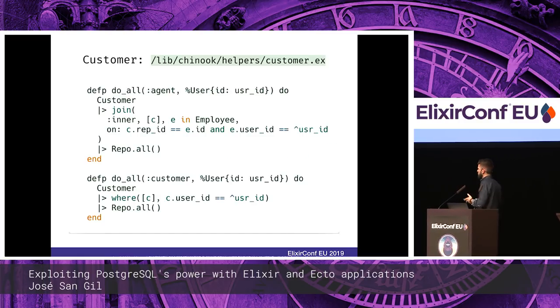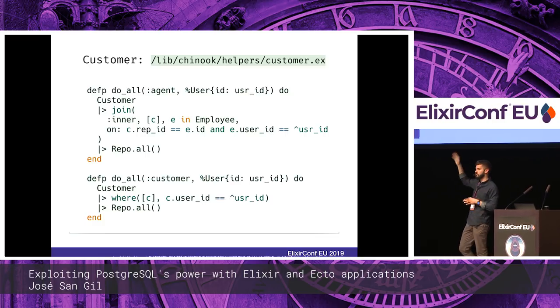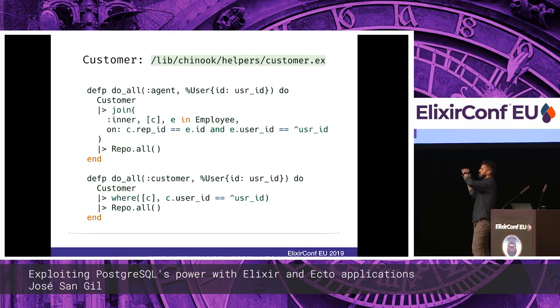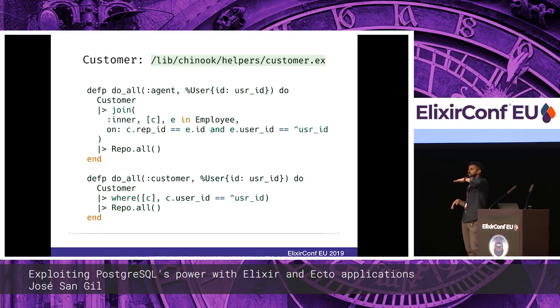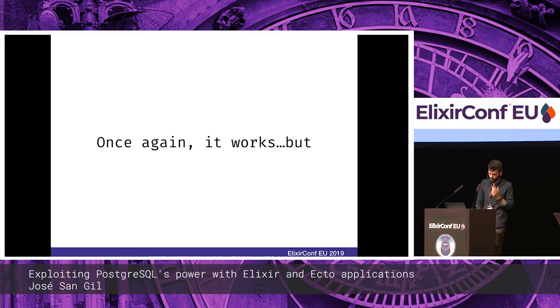So just to give you an idea, what we are actually doing in the private functions is exactly the same queries that we were doing in the first approach. Nothing has changed at this level. It's only on the layer above that we are now determining whether the user could see certain information or not. So once again, it works.